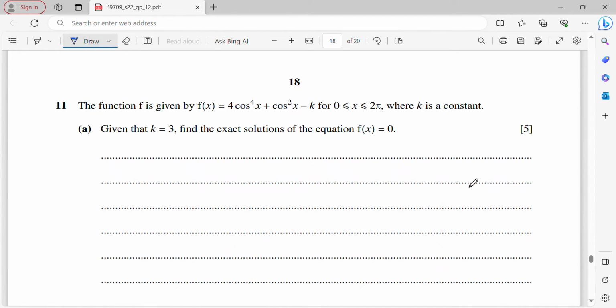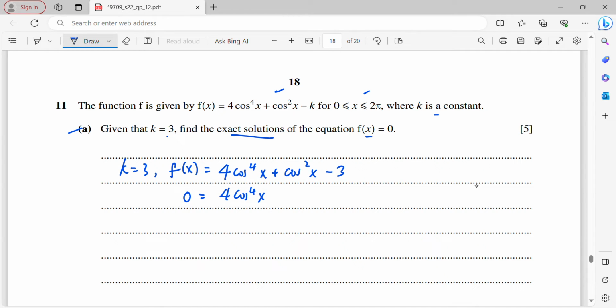Okay, now for question 11, the function f is given by this, where the x is defined from 0 to 2 pi and the k is a constant. A, given that k equals to 3, find the exact solutions of the equation. So when k equals to 3, fx equals to 4 cos to the power 4 of x plus cos square x, k is 3, minus 3. Okay, when it is 0, so 0 is 4 cos to the power 4 of x plus cos square x minus 3.